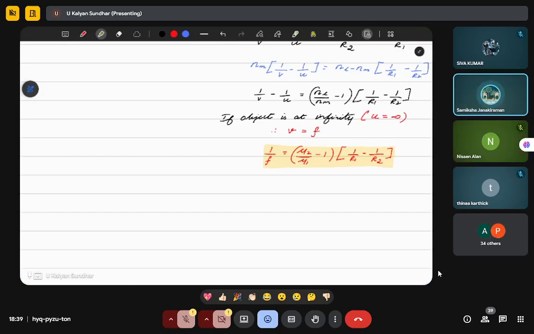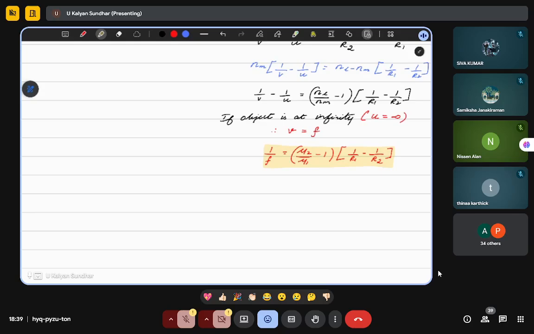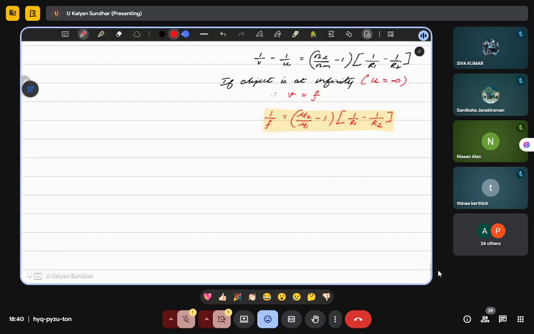Sir, R1 and R2 won't be the same. No, ma'am. It depends upon the lenses. If they are giving an equiconvex lens, then it has equal radius of curvature. I'm just writing it for the general term. It can be different, right? If R1 and R2 are the same arrangement, it will become 0, so focal length will be infinite. Okay, sir. So this is your famous lens maker's formula.